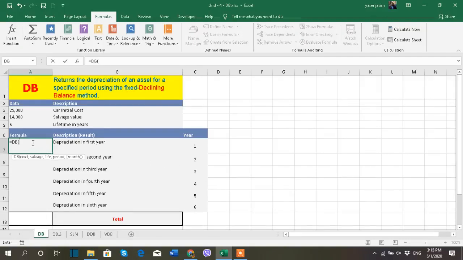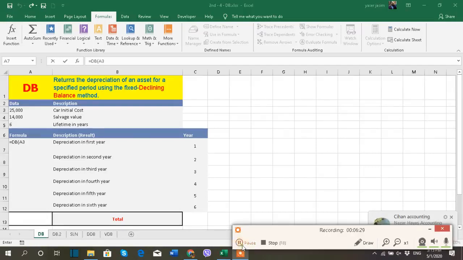Now what are we going to do here? It's very easy, just select. But because we're going to drag and we don't want to waste time, I need to do something. After selecting, I just have to press the F4 button to make it an absolute value.